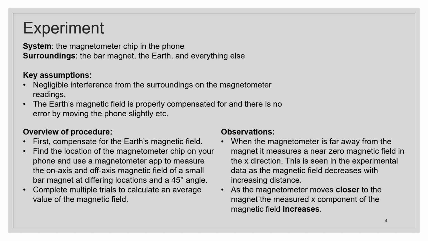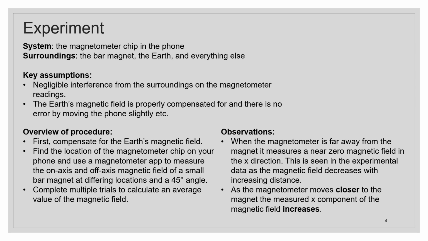For the overview of the procedure, first, compensate for the Earth's magnetic field. Second, find the location of the magnetometer chip on your phone and use a magnetometer app to measure the on-axis and off-axis magnetic field of a small bar magnet at differing locations and a 45-degree angle. Lastly, complete multiple trials to calculate an average value of the magnetic field.